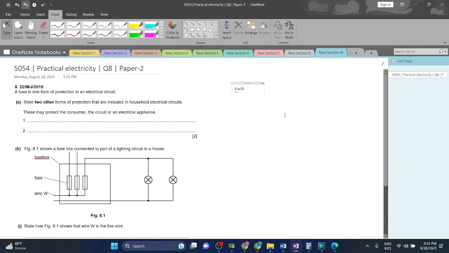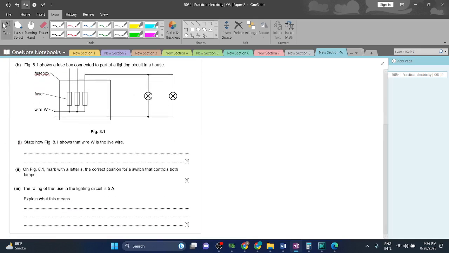So earth wire, double insulation or circuit breaker. Any of these three will do. Understood? So let's move on.